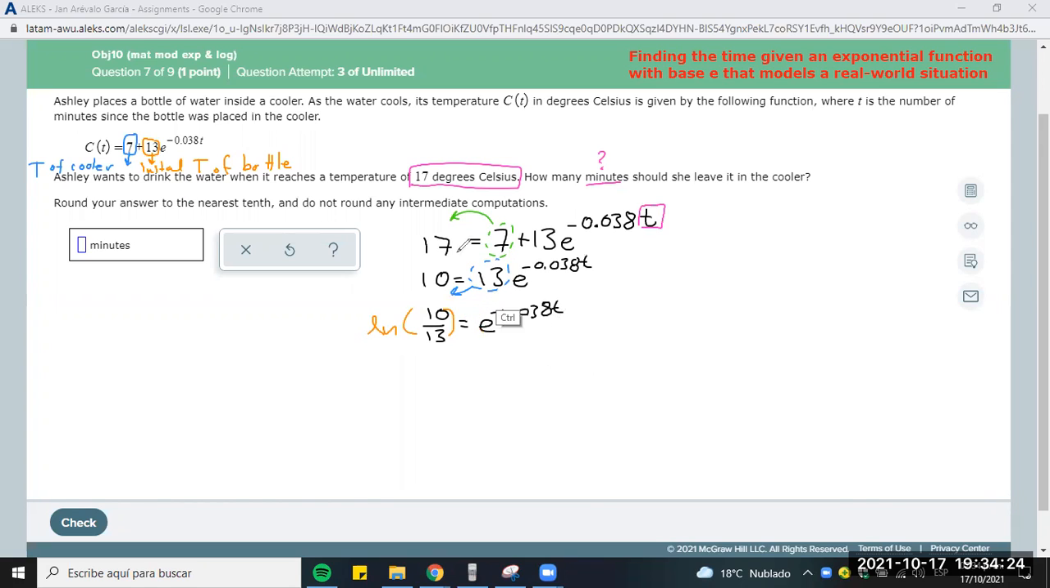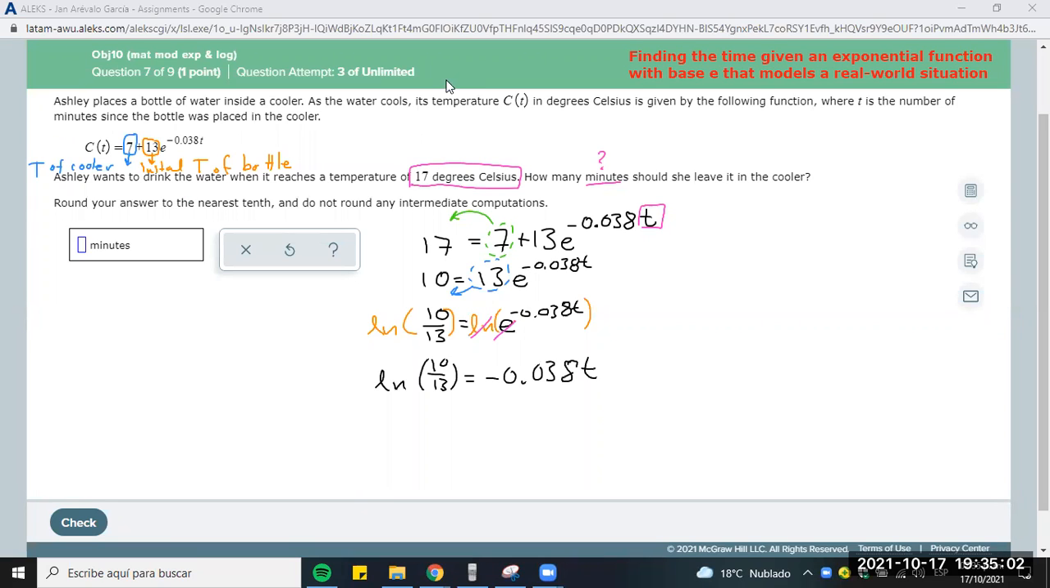And then I'm going to take the natural logarithm on both sides of the equation. Let me move this a little bit to the right to make it look better. I'm going to take the natural logarithm on both sides because I want the natural logarithm and the base e exponential to cancel. Remember that the same base cancels, the same base from the logarithm and the exponential. And then we have that the natural logarithm of 10 divided by 13 equals minus 0.038t.